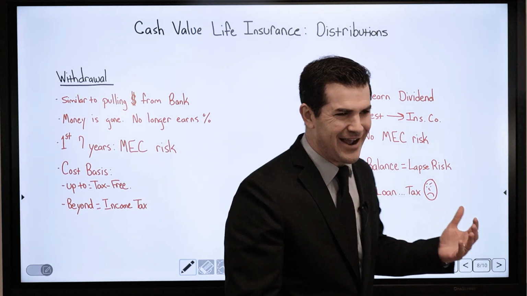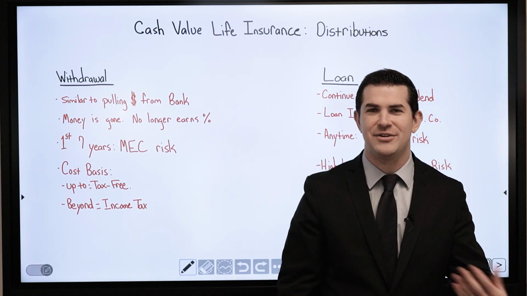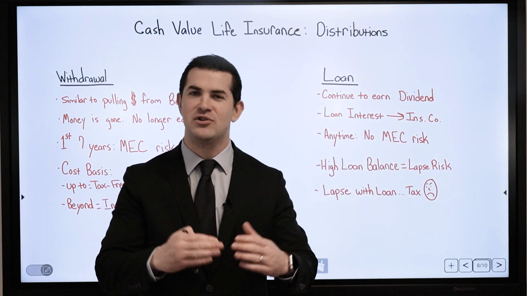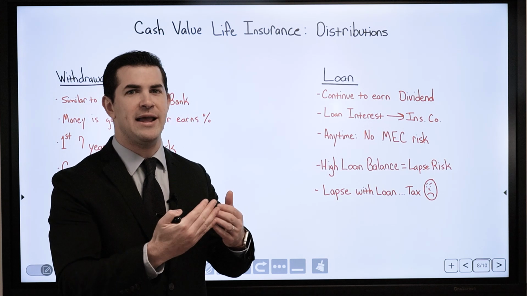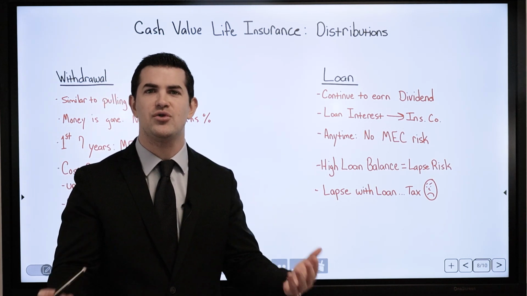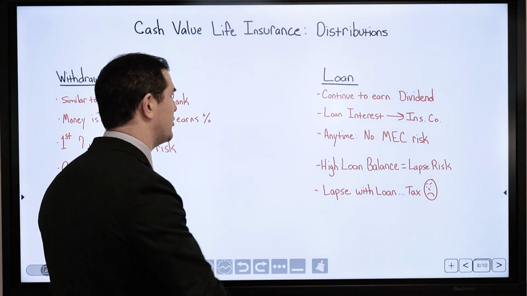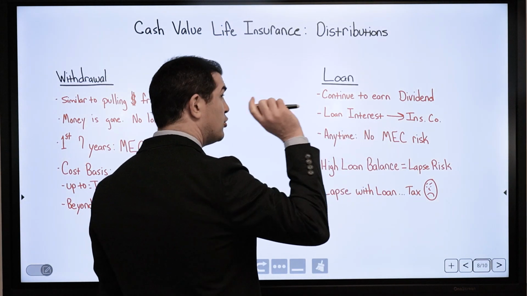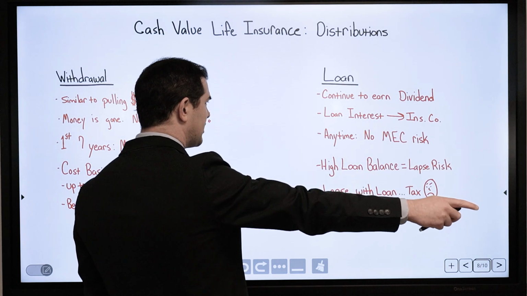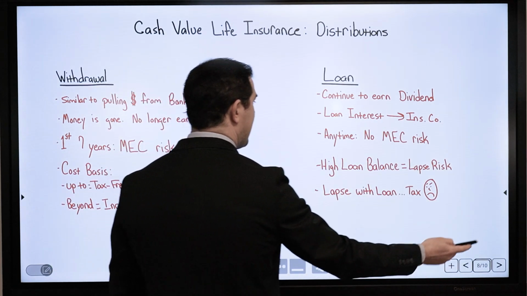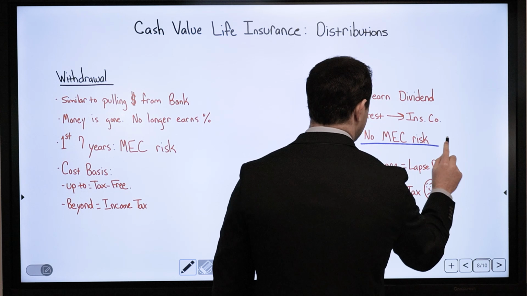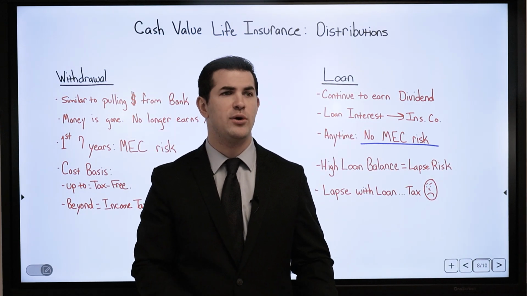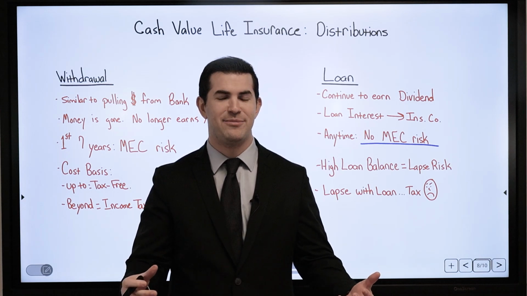Number one thing, our money always stays at work for us. Once you pay $1 into a life insurance policy, regardless if you just let it sit and grow, or if you pull money out, you continue to earn interest as if you never touched it in the first place. So here we go. Loans continue to earn dividends. Loan interest goes not to yourself, but to the insurance company. Now I can take a loan anytime, and there's no MEC risk. So it is true, if I take a policy loan out, what's going to happen? My death benefit's going to drop.